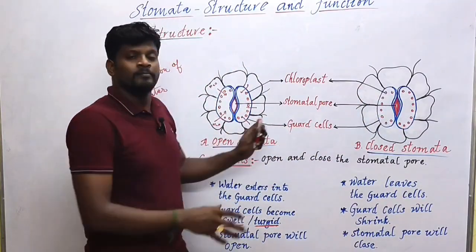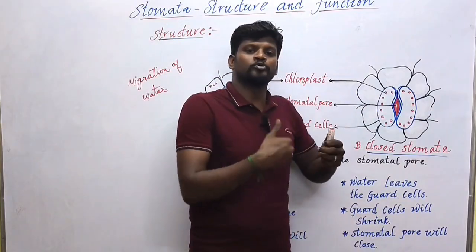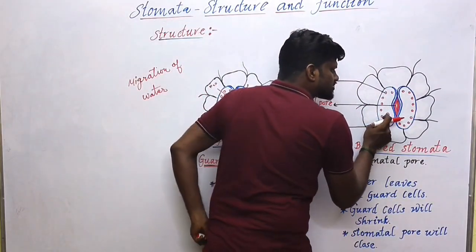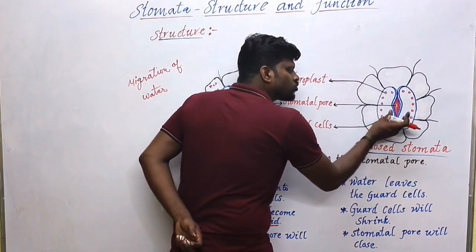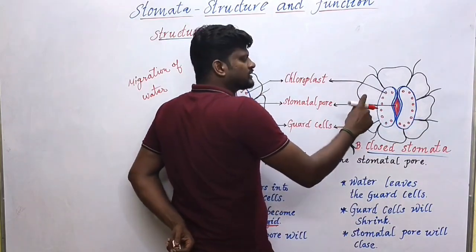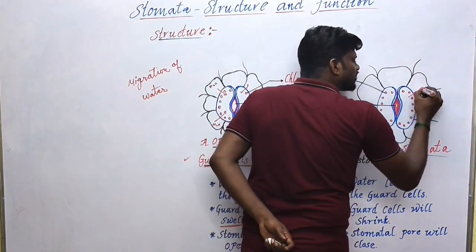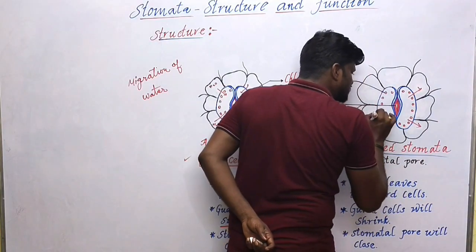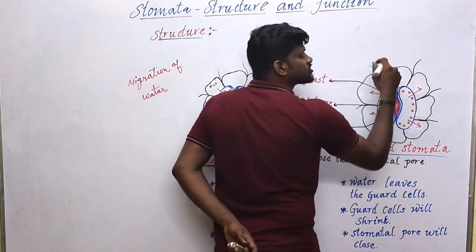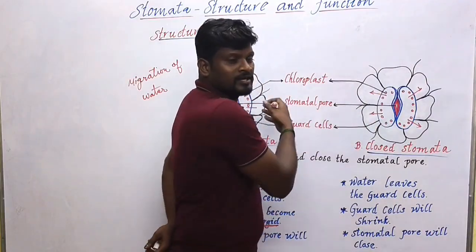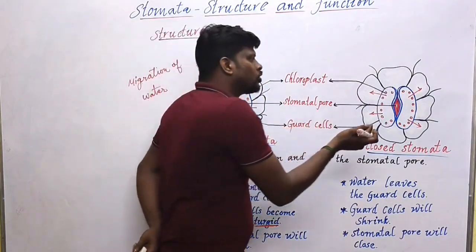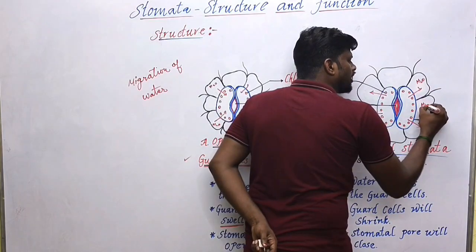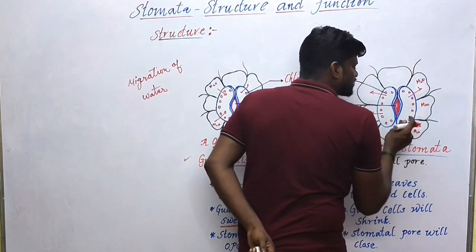Same mechanism, but it occurs in the opposite manner. Same migration of water. See, whenever the guard cell needs to close the stomatal pore, during that time, the water molecules move from the guard cells into the subsidiary cells, exactly opposite to this. So slowly the water molecules will be accumulating in the subsidiary cells.